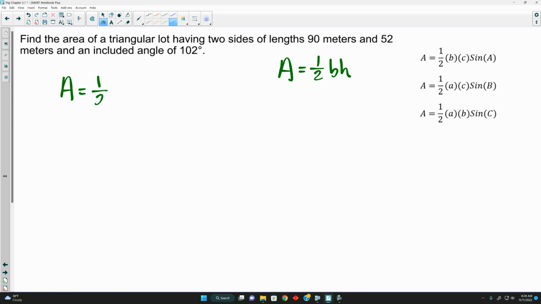Area is equal to 1/2. So our two sides, so here it's telling us two sides are 90 and 52, and an included angle of 102 degrees. So all that's telling us is 90 times 52 times sine of 102. Now, if we're not given the two sides and the angle between, we've got to find one of the other sides, using law of sines to find the other missing side, to go from there. But if we have the two sides and an angle in the middle, we plug it in the calculator, and we're done. 95, 52, 102.